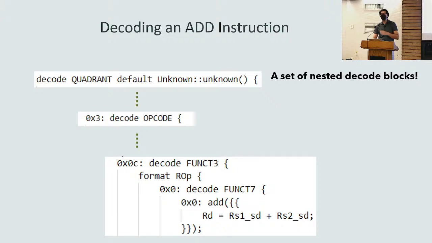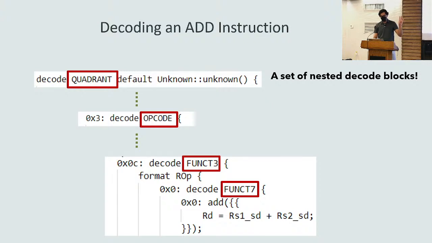So really, to decode an add instruction, you would do it through a set of nested decode blocks. You need to figure out all those 4 fields which we talked about. So what are those 4 fields? Quadrant, opcode, func3, func7. In this slide, those dots show a lot of code that is missing.